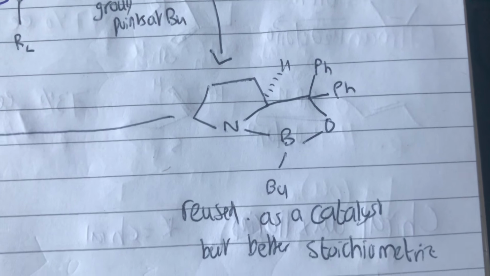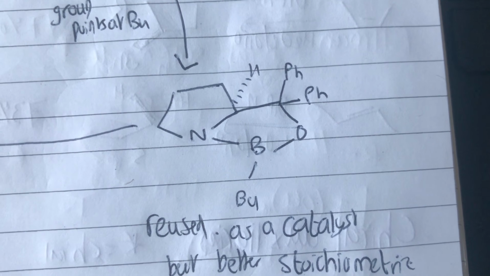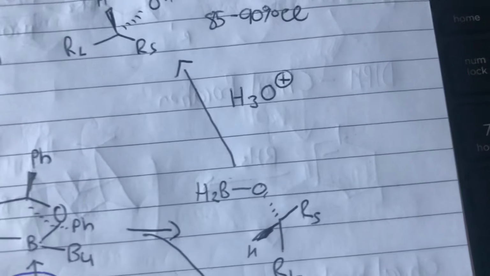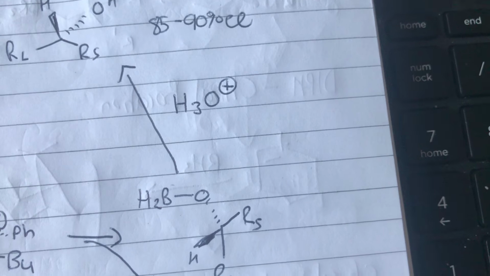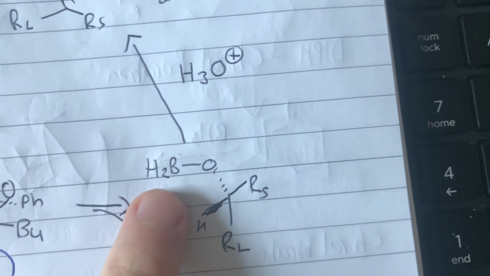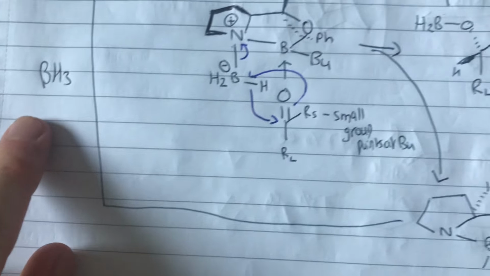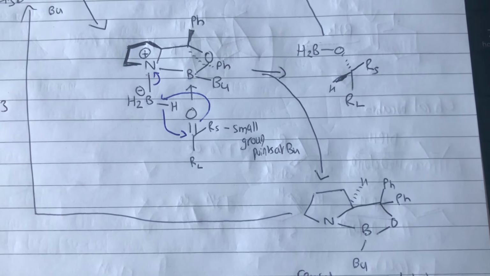This could be reused as a catalyst, but it's better stoichiometric, and we're just going to add BH3 again, which attacks at the nitrogen there and reforms the catalyst. But yeah, we add H3O+, obviously a strong acid, and that just removes our boron there, which effectively can reform. So once we've removed that with H3O+, we can get H2O and BH3 again, which these two can react together again. And yeah, that's how we reform that. It acts as a catalyst, our starting material effectively.